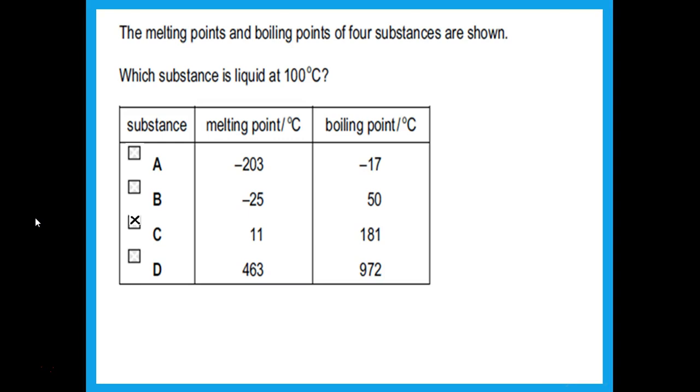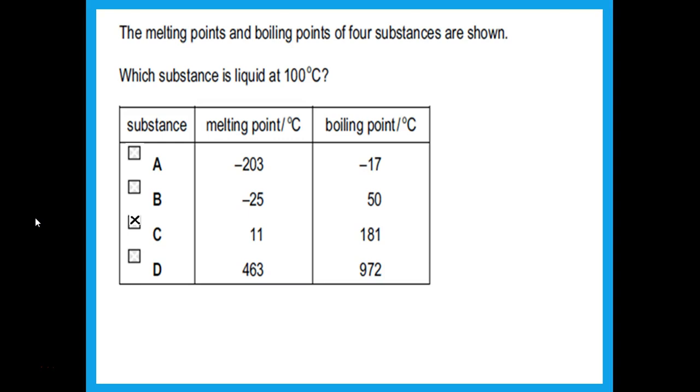But what about the other choices? Now, what is A at 100? A has a very low melting point and a very low boiling point, and that means that at 100 it has already melted and it has already boiled, and that means A is a gas.